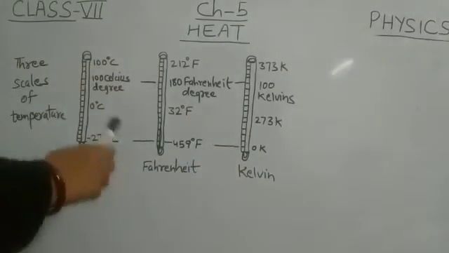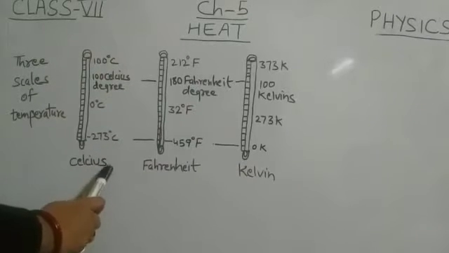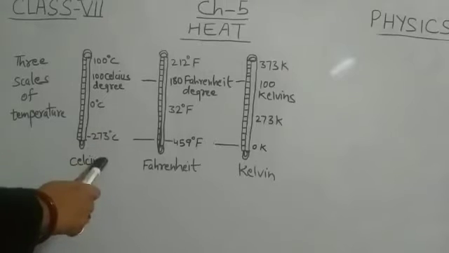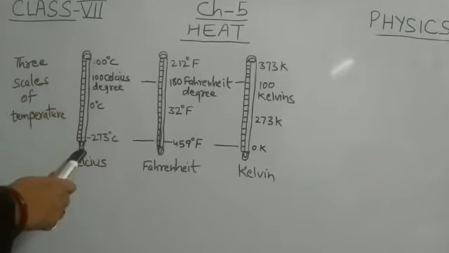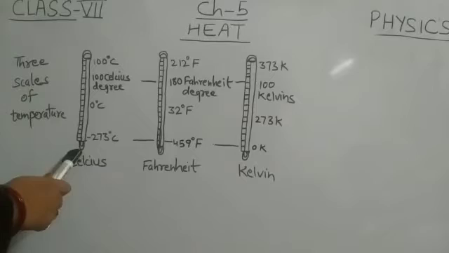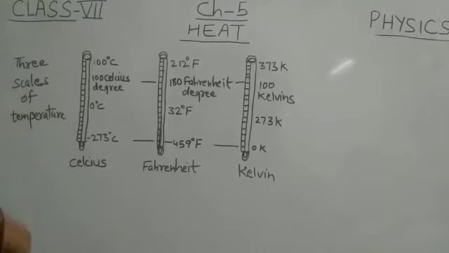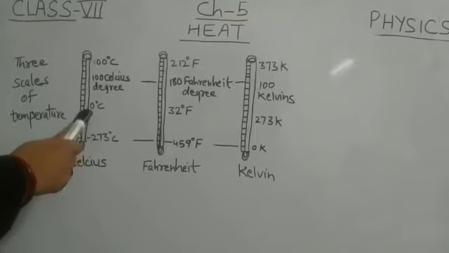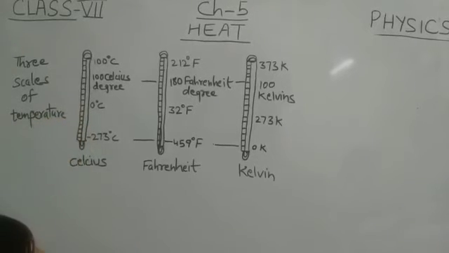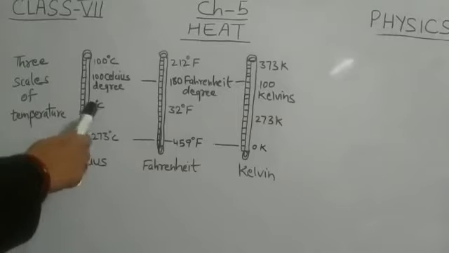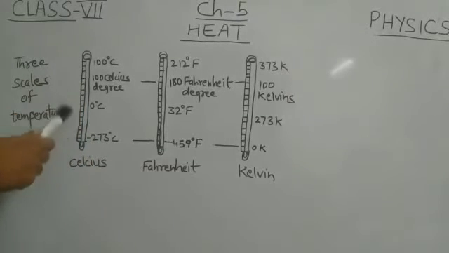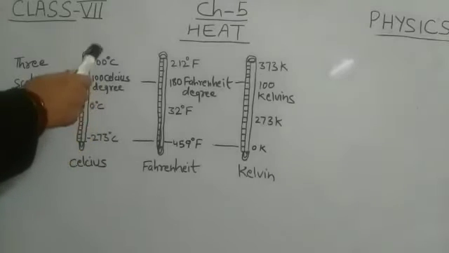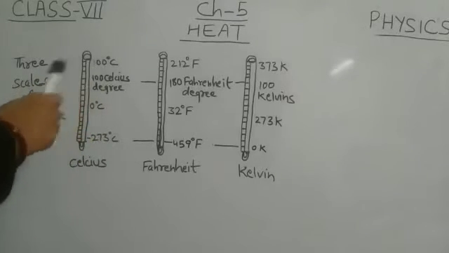Now first of all we will talk about the Celsius scale. The most common temperature scale marked on thermometer for measuring temperatures is the Celsius scale. So the temperature is expressed in the unit of degree Celsius. A thermometer is said to be graduated in centigrade scale. This Celsius, earlier it was called centigrade.